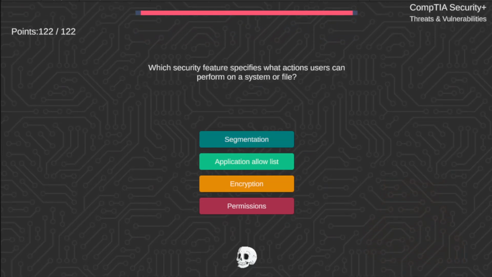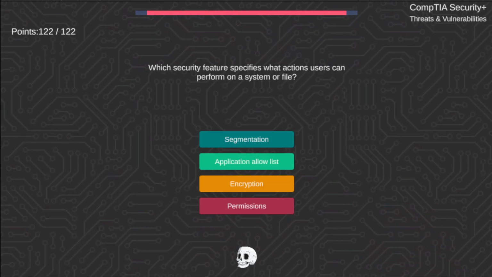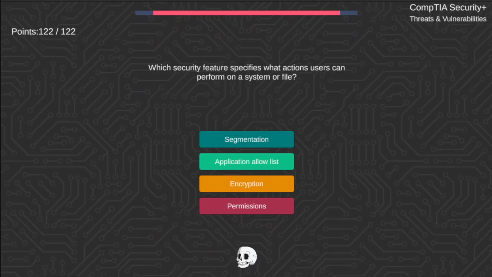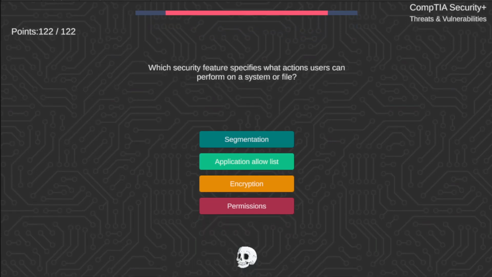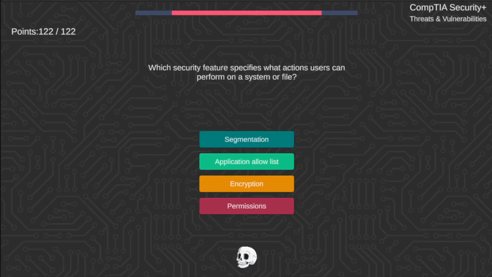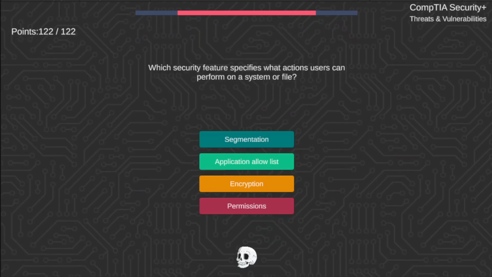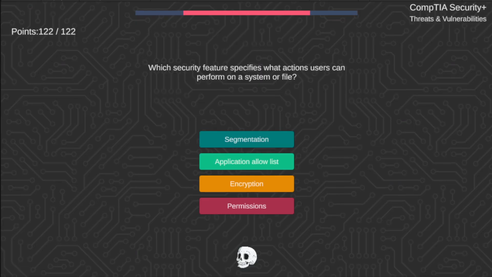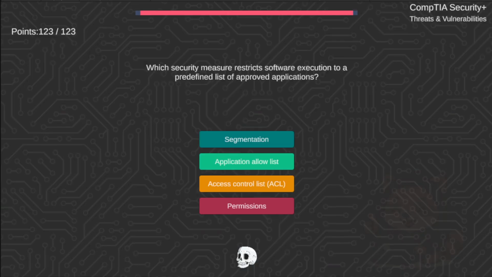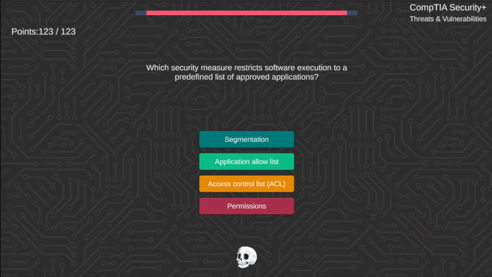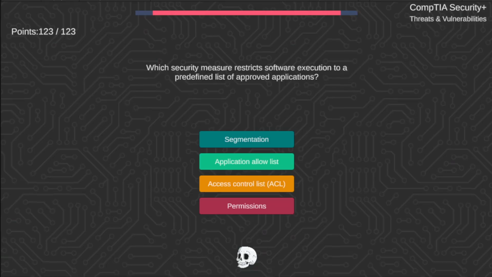Which security feature specifies what actions users can perform on a system or file? Segmentation, application allow list, encryption, or permissions. What actions users can perform on a system or file? Correct answer is permissions.